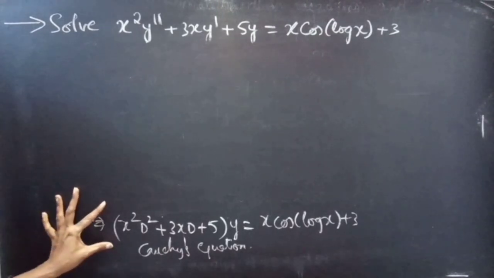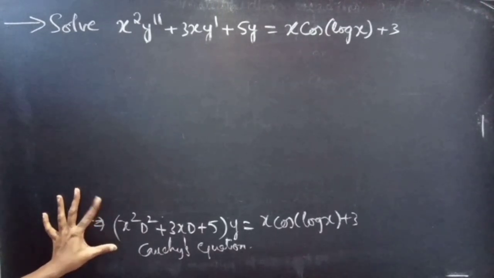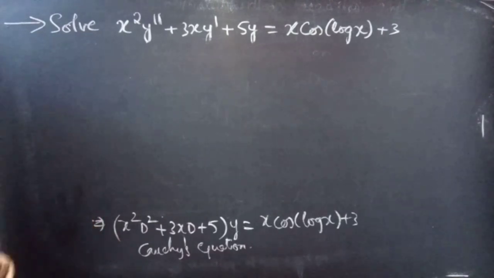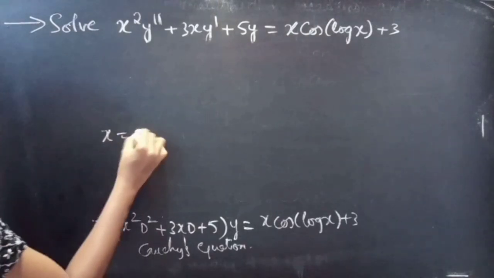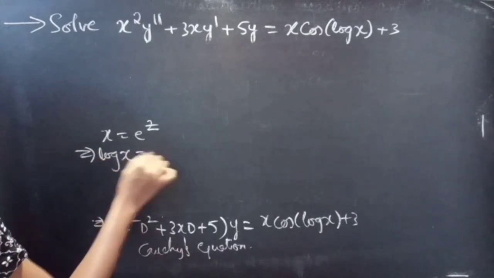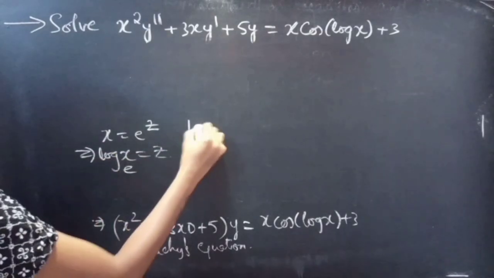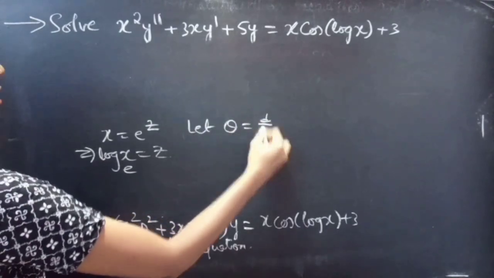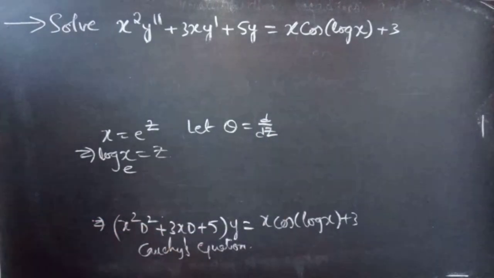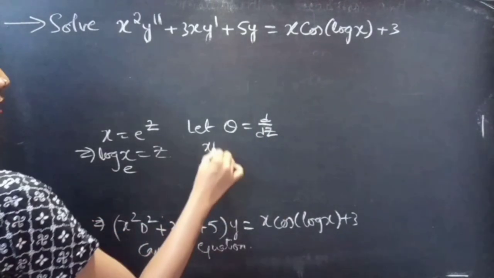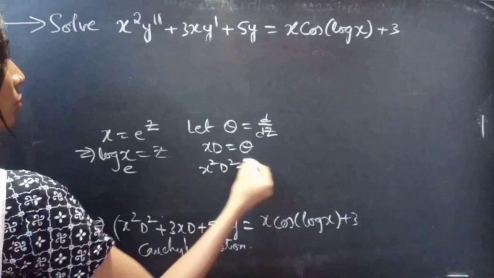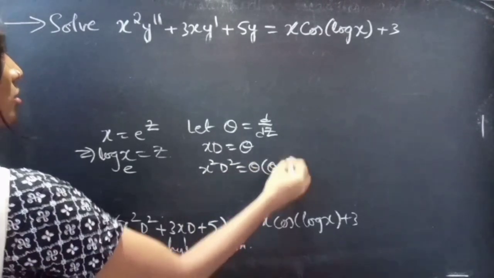Now we are going to reduce this Cauchy's equation to a higher order linear differential equation with constant coefficients, simply by making a substitution x equals e power z. Then log x equals z, and let theta equal d by dz. Here theta is a differential operator and z is the independent variable. Okay, and xD equals theta, x square D square equals theta of theta minus 1.